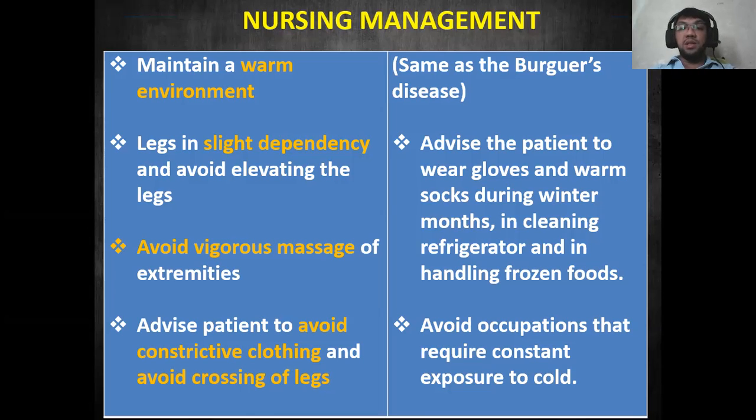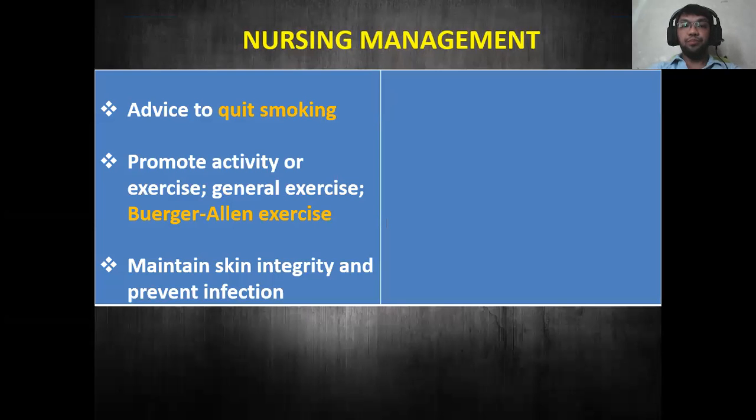For Raynaud's disease, the management is the same as that of Buerger's disease, and advise the patient to wear gloves and warm socks during winter months, and avoid cleaning the refrigerator, and also avoid handling frozen foods because this can further aggravate their condition. Avoid occupations that require constant exposure to the cold as well. As much as possible, if it's snowing or if it's the winter season, they should avoid going out because of the snow, because of the cold weather.